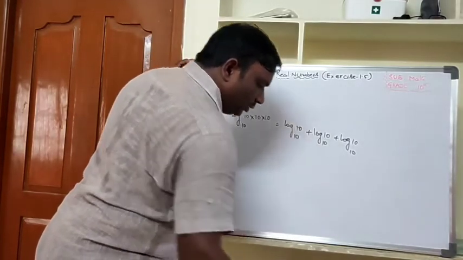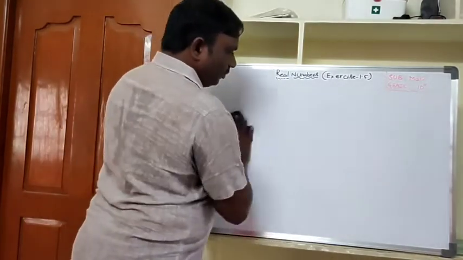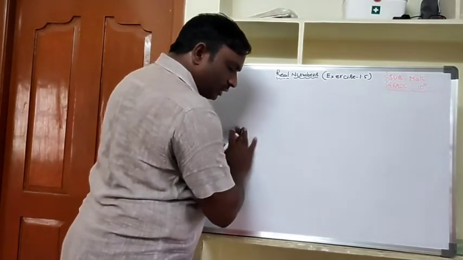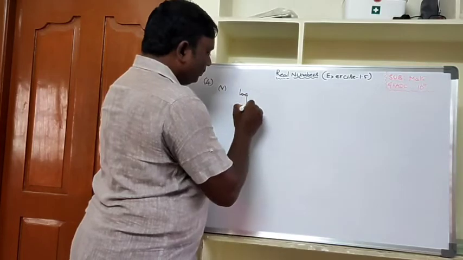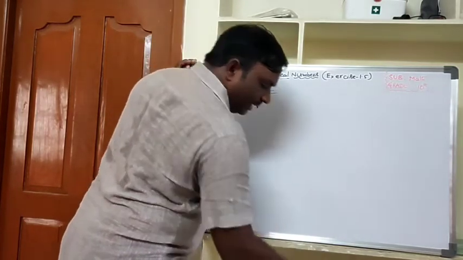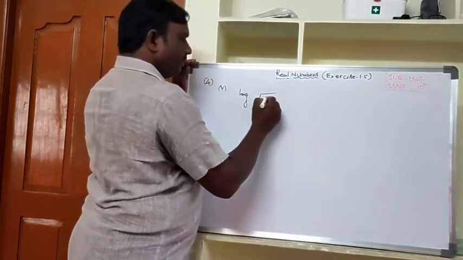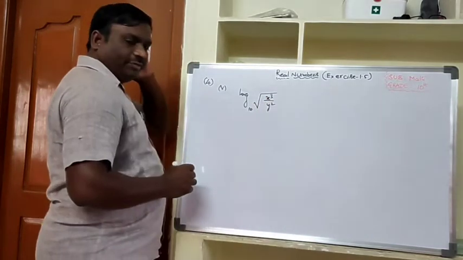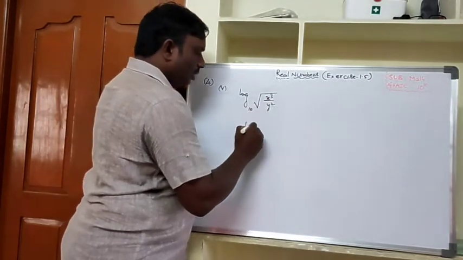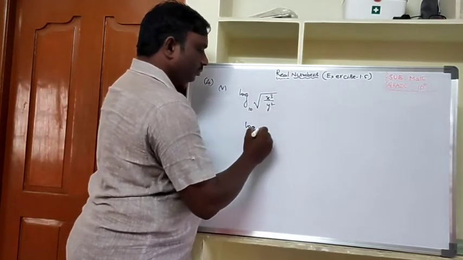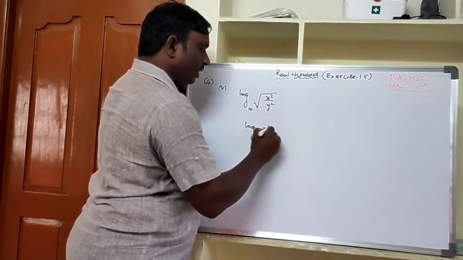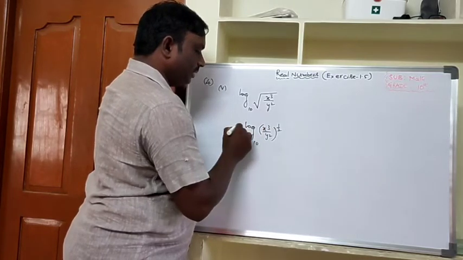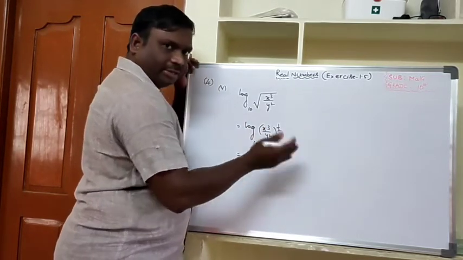Okay, and next is the fifth question. This is the first one. Remaining questions you can do, those are easy. Log of the root of x cube by y square. If there is no base, we write 10. So log of this x cube by y square whole power 1 by 2 base 10. So now I am expanding.